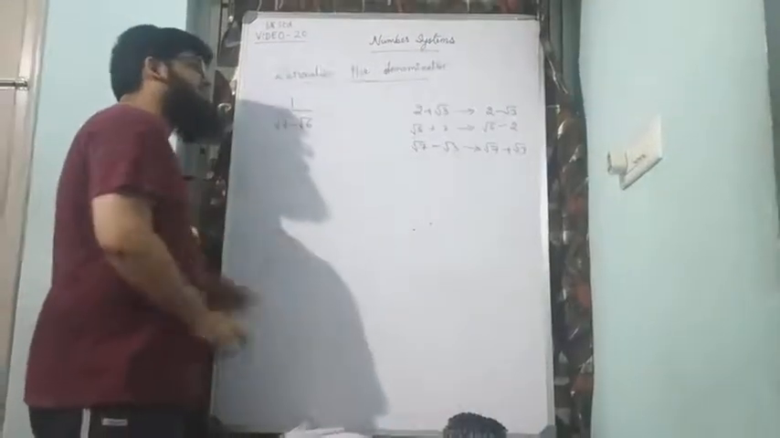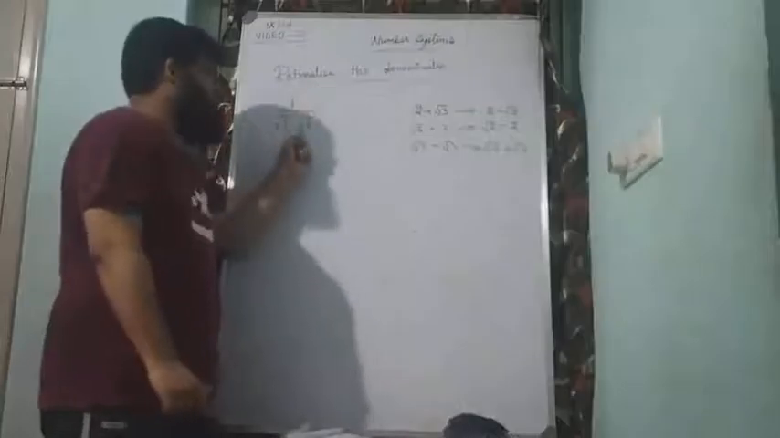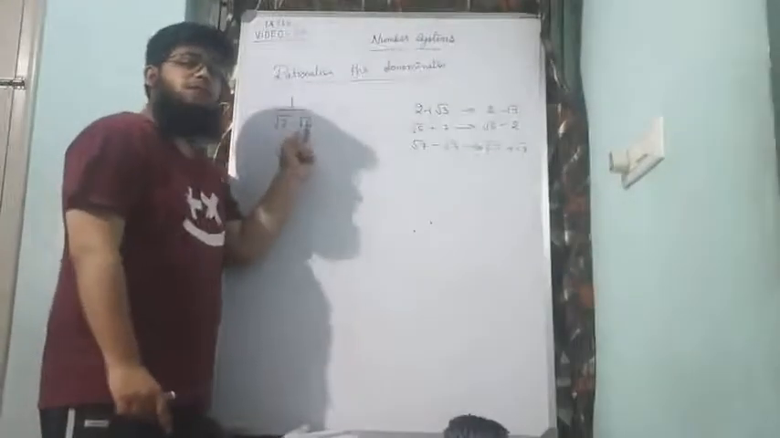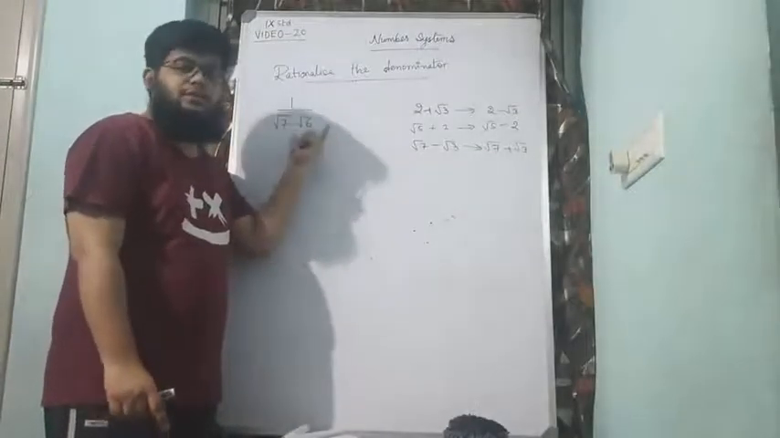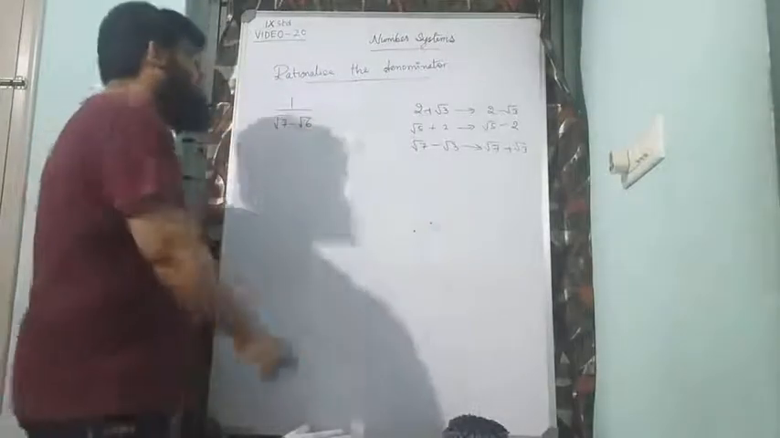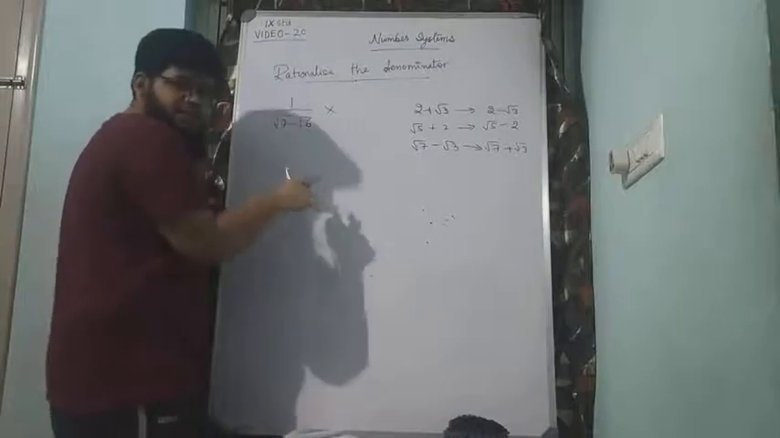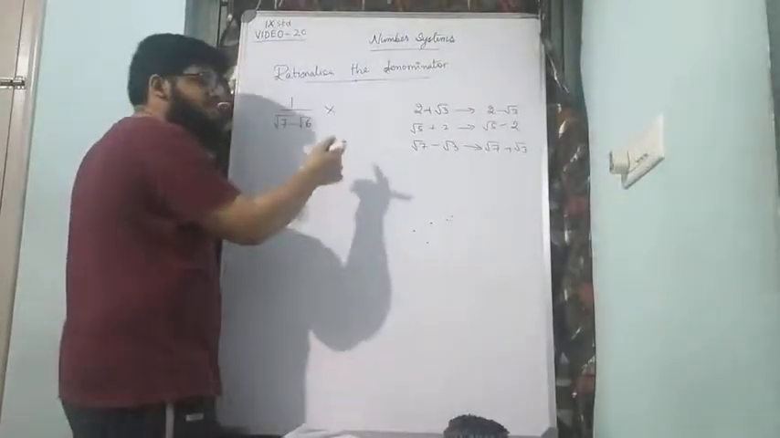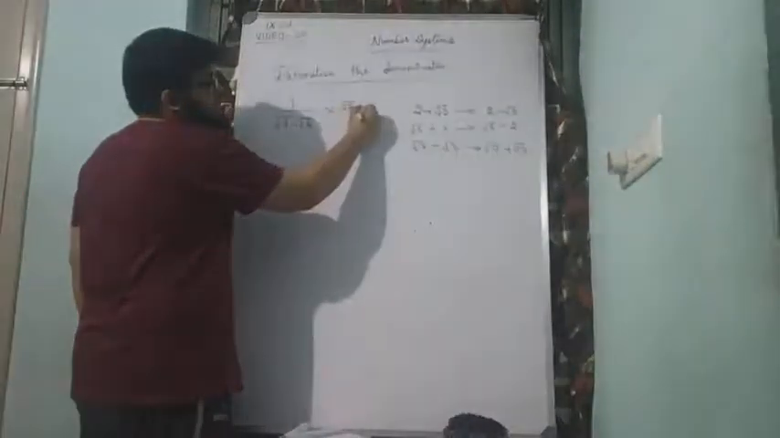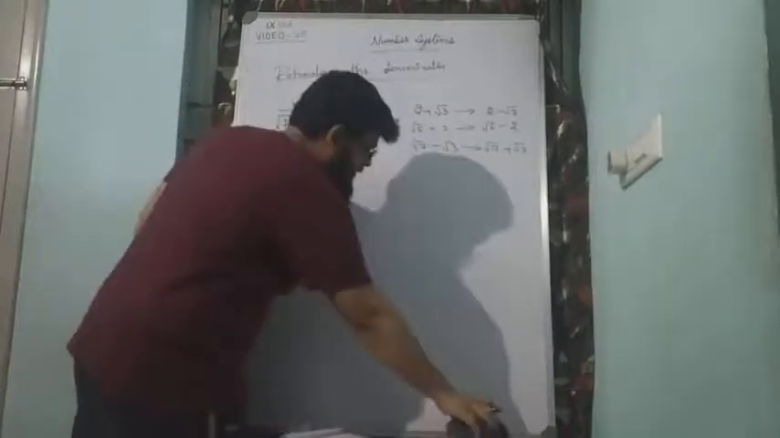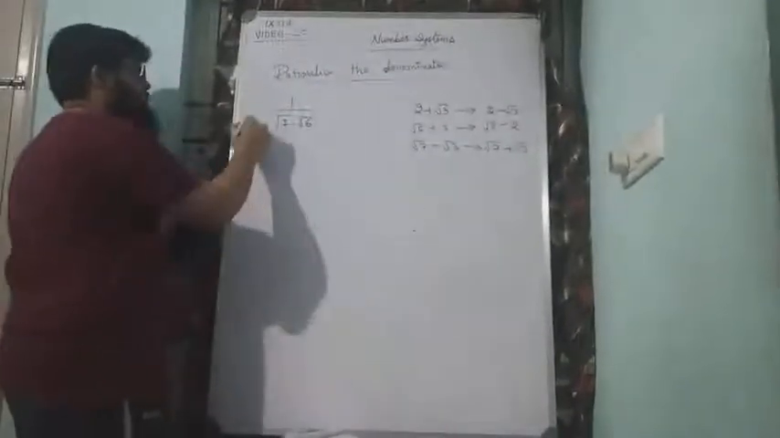So whenever we are rationalizing the denominator for such type of questions where we have two values, we have to rationalize by taking the conjugate of the given denominator. So what is the conjugate of root 7 minus root 6? It should be root 7 plus root 6. So root 7 plus root 6, I'll write it below. So this is your question.